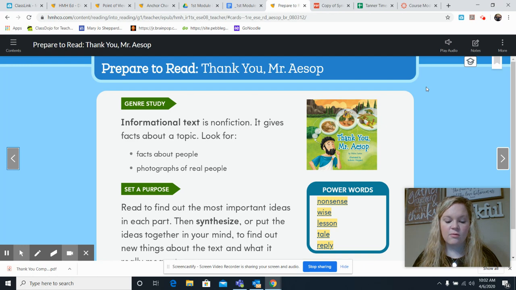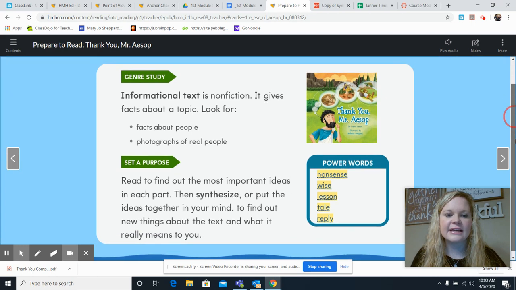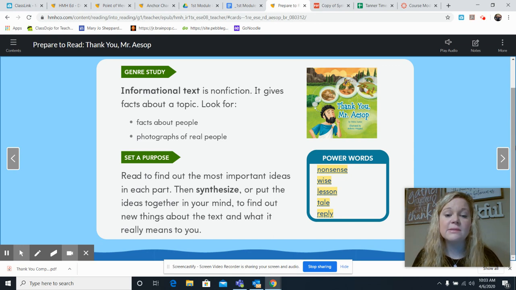And again, what I told you that we'll be doing when we look at this story is that we are going to read to find out the most important ideas, all the little puzzle pieces from each part, and then we're going to synthesize and put all the ideas together, all those little puzzle pieces, to find out what the new thing is about the text and what it really means to us.